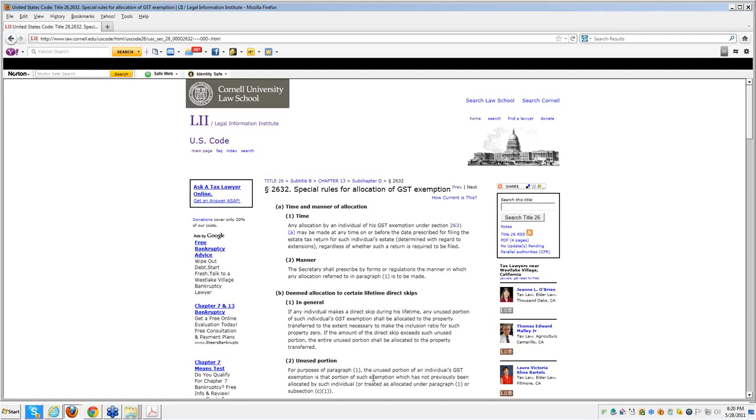Boy, you've got to put that in English. Well, it means that any unused portion of the donor's exemption, remember, you're the donor, shall be allocated to the property. In other words, you can allocate it to the property necessary to make the inclusion ratio for such property 0. What that means is that the tax on the property goes to 0. There's no tax, if you use your exemption.